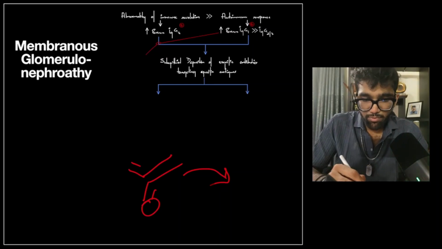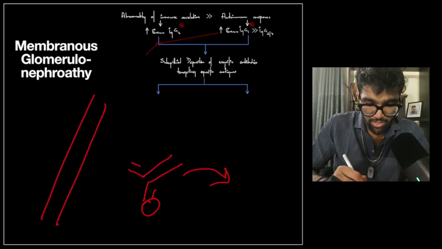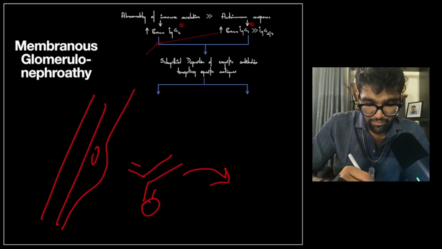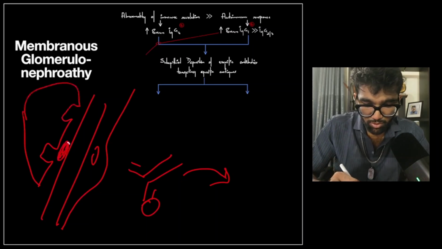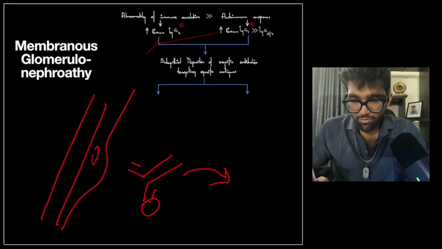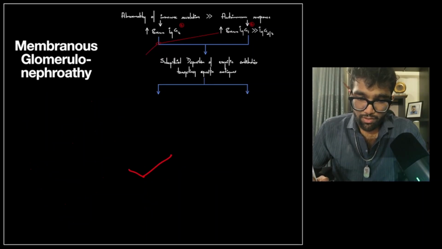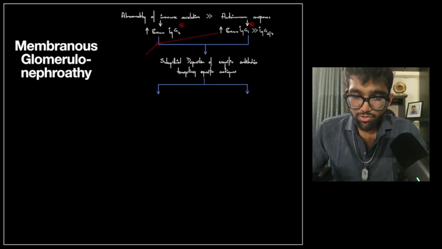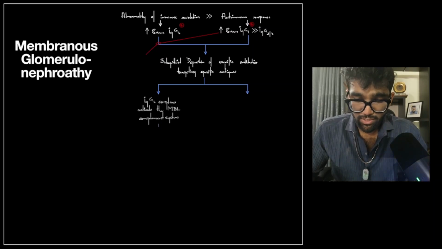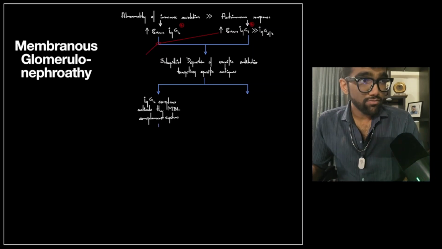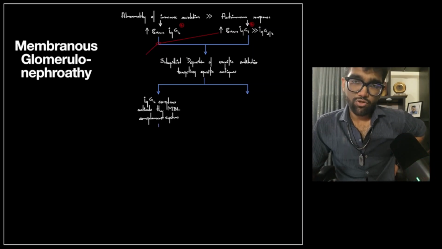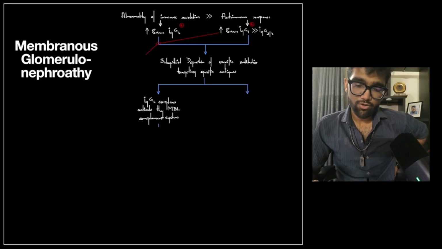And where does it get deposited in the glomerulus? If this is the basement membrane, and this is the endothelium, and this is the podocyte, it gets deposited here, in between the podocyte and the glomerular basement membrane. So there is a subepithelial deposition of this particular antibody that is targeting a specific antigen. Now, IgG4 complexes, once they get deposited, see, IgG4 under normal physiological concentrations doesn't really activate classical complement much.